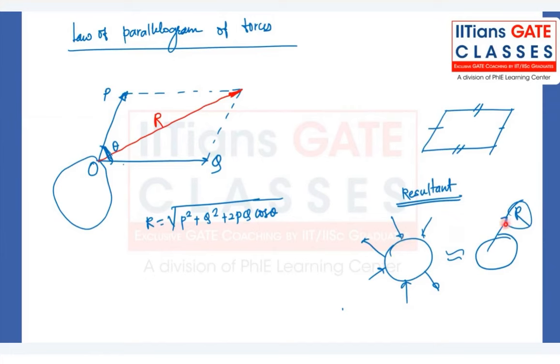Okay, so here we have two forces, P and Q, and then this R. So P is trying to pull this in this direction, Q is also trying to pull this in this direction. So if you replace P and Q with a single R, the same effect you will see. Okay, I hope it is clear.